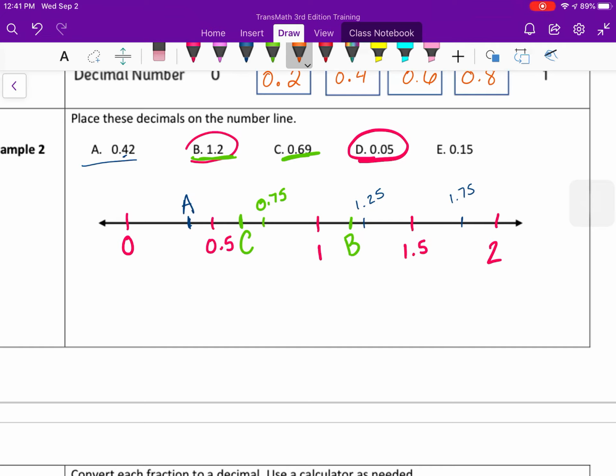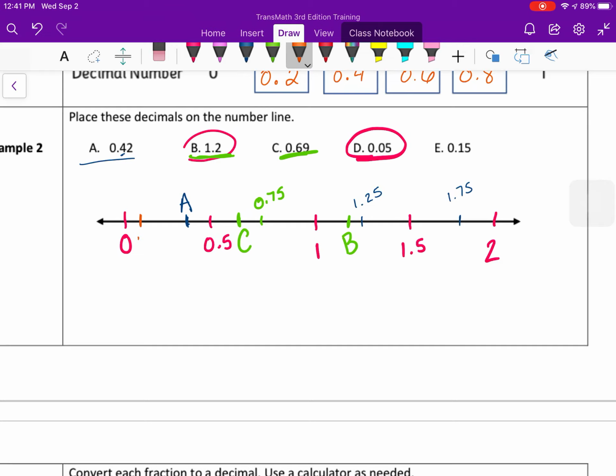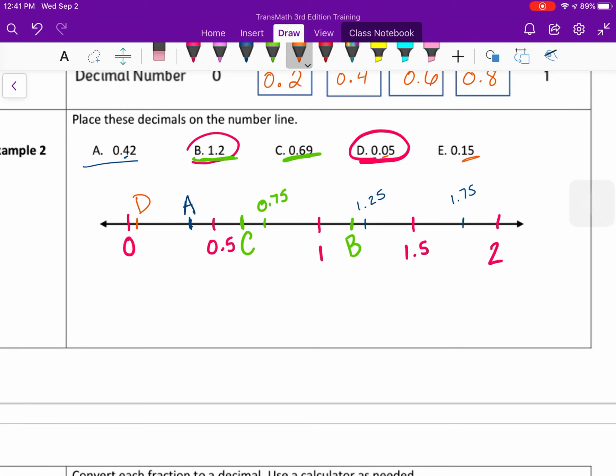D, 0.05, it's 0/10 and 5/100. So 5/100 is a very small number, and it's going to be really close to 0. Actually, it might even be closer than that to 0. It's a very small number because it has the 0 in the tenths place. And then 0.15, again, is small, but just a little bit bigger than 0.05. That's 15 hundredths. Between 0 and 0.5 would be 0.25. So 0.15 would be right about there.